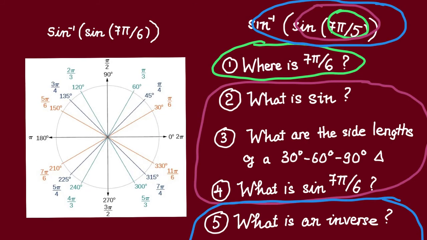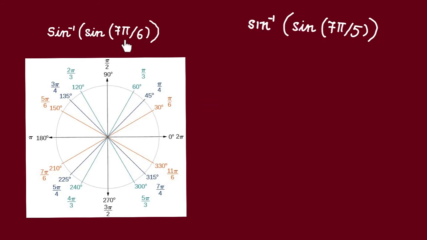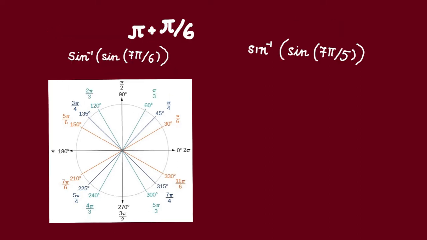Alright, so let's try. First, where is 7 pi over 6? Well, some of you will be able to see that this is just pi plus pi over 6. So to arrive at the terminal side of this angle, you start from here, you go pi, and then you go pi over 6. So this is the terminal side.